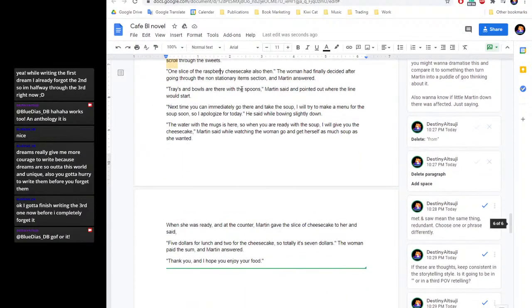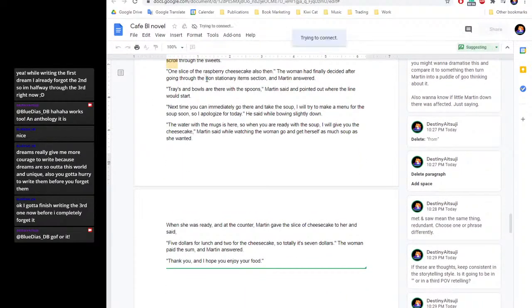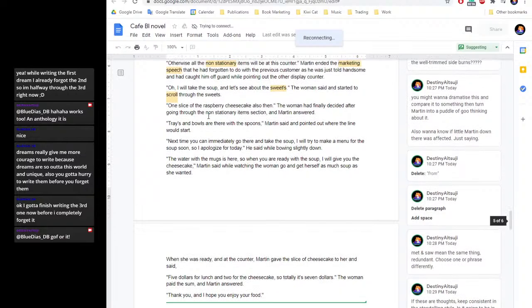Okay, so she ordered. Okay, non-stationary items section. Non-stationary items section. Okay, in this part, I might have an idea what stationary and non-stationary items are. Could it be the ones on the menu?